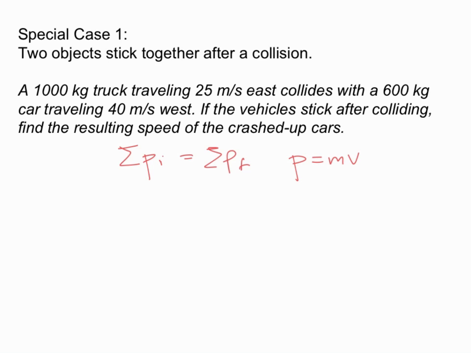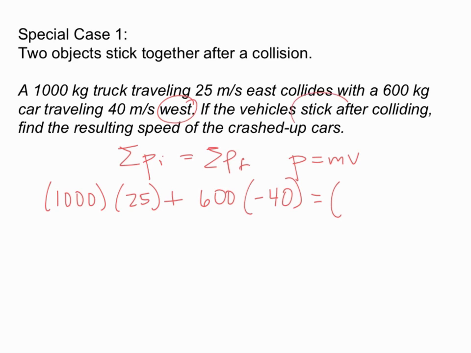And then one way to set this up is to say 1,000 kilograms times 25 meters per second plus 600 times, and then also I'm going to put a negative in here. That is because this object's going to the west. Okay, so that would be the total momentum before the collision. And then I think most people would probably say, well, they're sticking together. So let's add the masses together and say 1,600 times some unknown v, and you could find your speed that way.